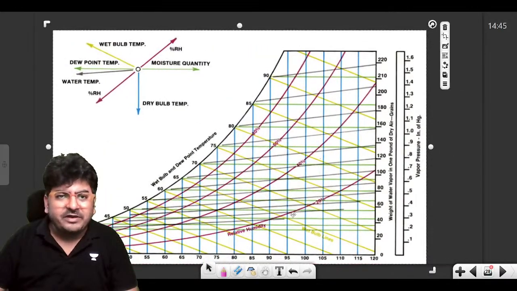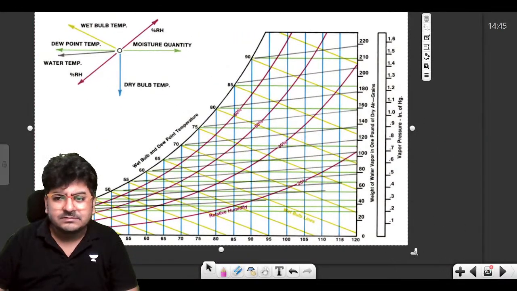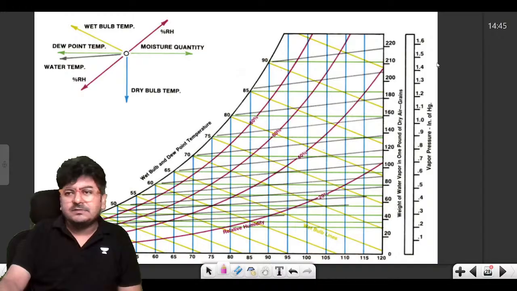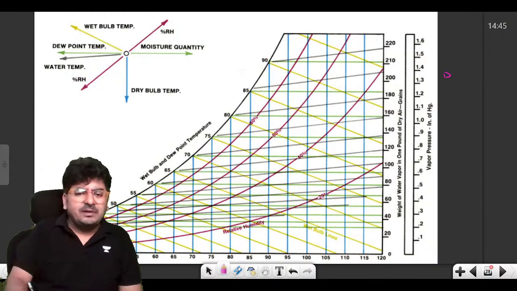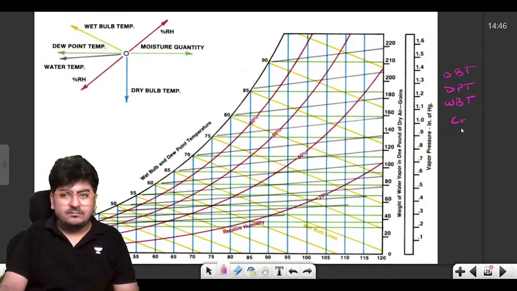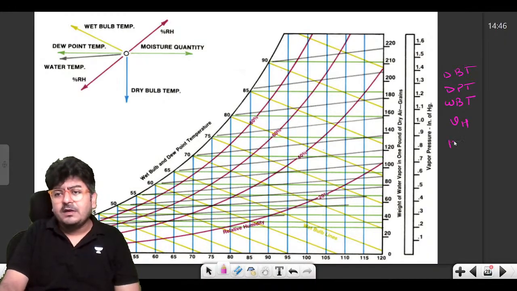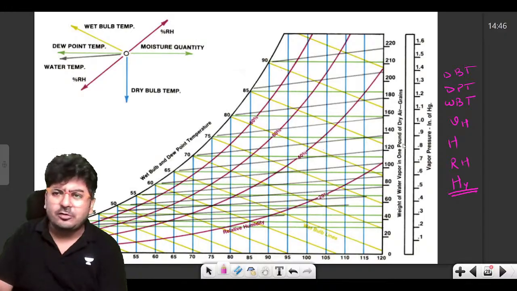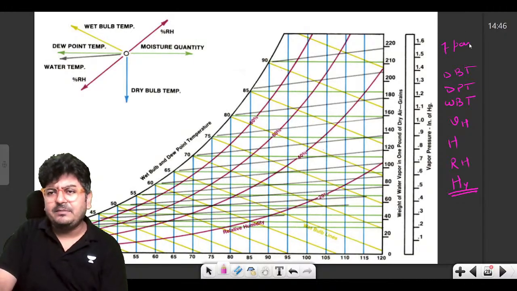तो आपका जो साइकोमेट्रिक चार्ट है, it looks something like this, where we have the 7 components: ड्राई बल्ब टेम्परेचर, ड्यू पॉइंट टेम्परेचर, वेट बल्ब टेम्परेचर, सॉरी ह्यूमिड हीट नहीं, ह्यूमिड वॉल्यूम, एब्सोल्यूट ह्यूमिडिटी, relative humidity, and enthalpy. These are the 7 components we use in psychrometric chart. 7 parameters.